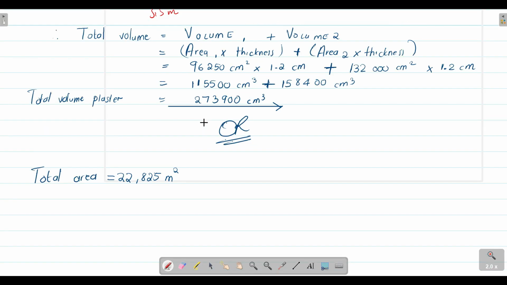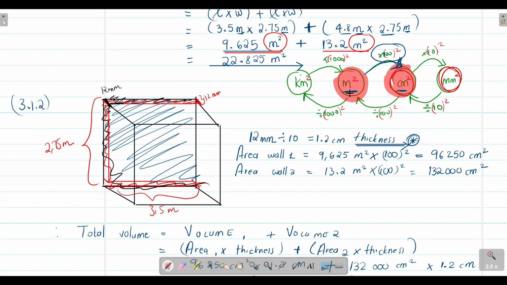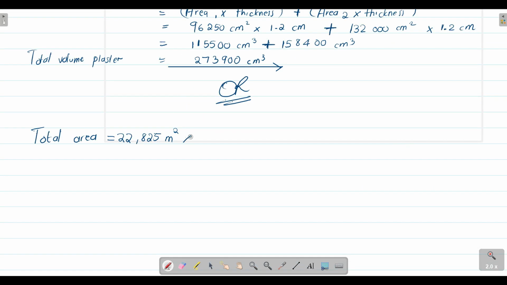Same thing that we're doing here, right? We want to move from meters squared to centimeters squared. How do we do that? You multiply by 100 squared. So you're just going to multiply it by 100 squared. Squared, please, 100 squared. So if you multiply it by 100 squared, you'll get 228,250 centimeters squared.